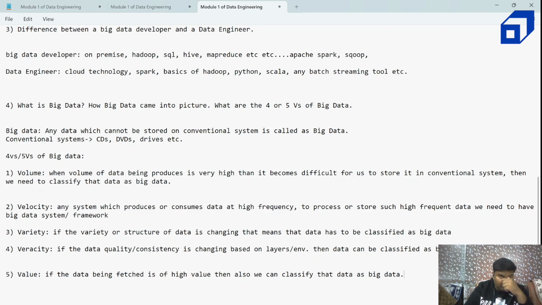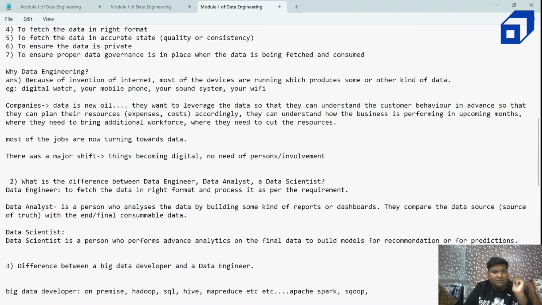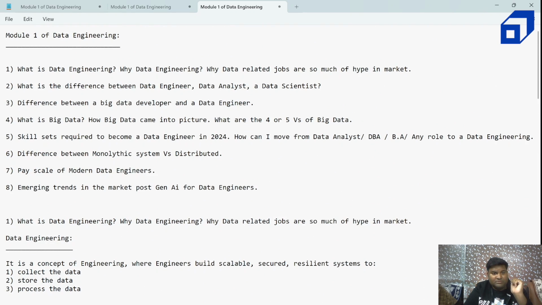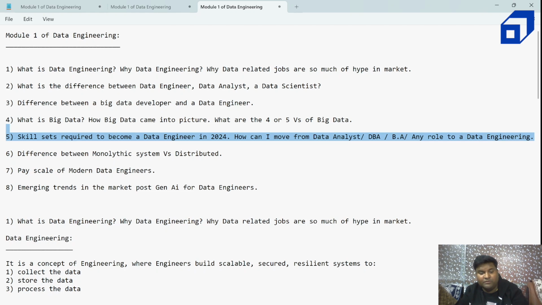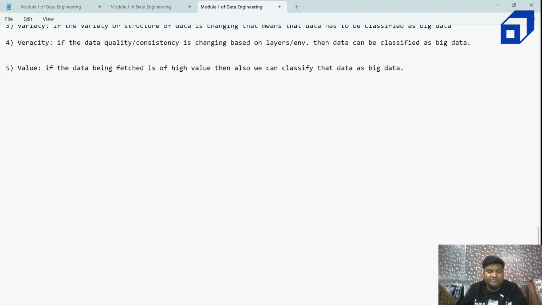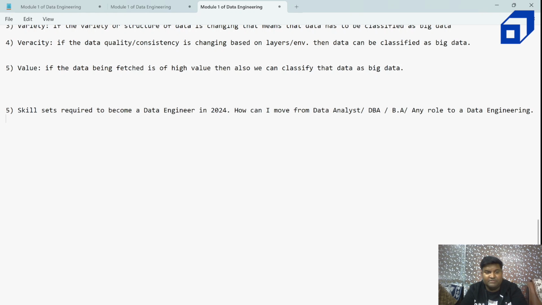So we have understood what is big data, how it came into reality, and what are the five V's to classify data as big data, right? Now let's go to point number five, which is skill sets required to become a data engineer in 2024 and how can I move from these roles to data engineering. Let me talk about it. I might be using Paint for it somewhere, but we'll discuss it. This is question number four.